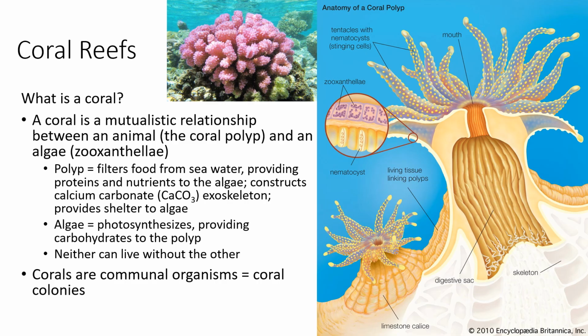The algae, these are the photosynthesizers. You see them inside of the polyp cells right here. So they're literally inside the cells of the animal, and they're providing carbohydrates for the polyp. Okay, neither of them can live without the other, and that'll become important when we talk about coral bleaching.